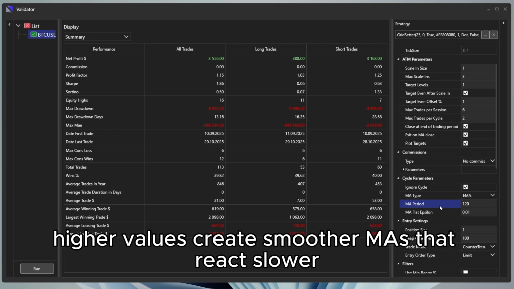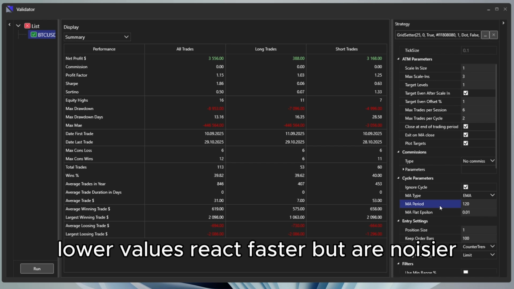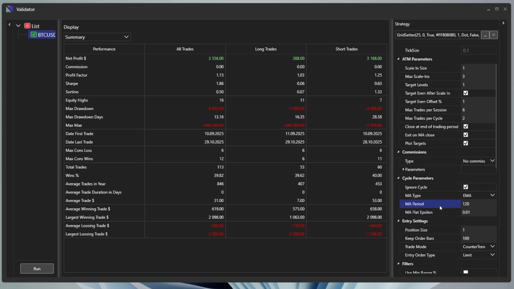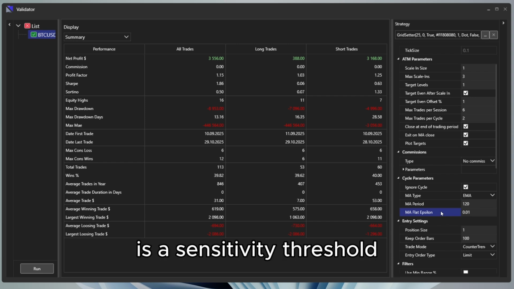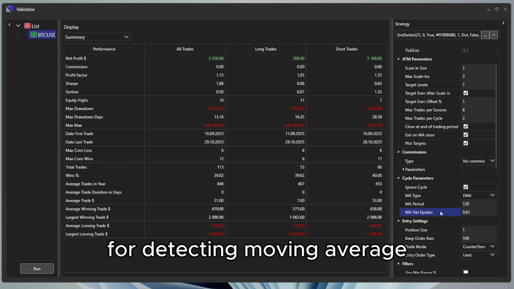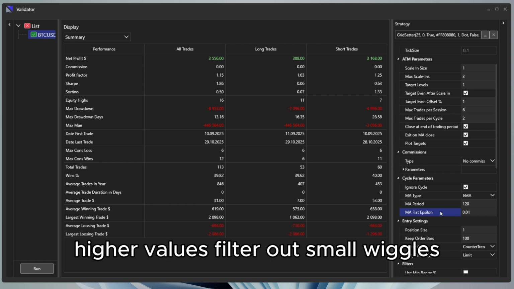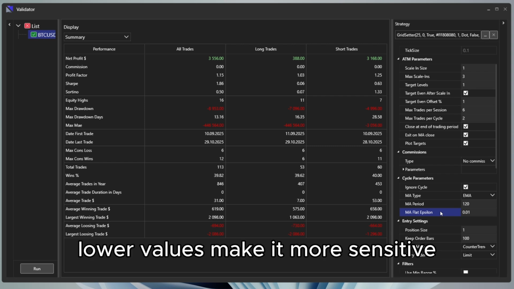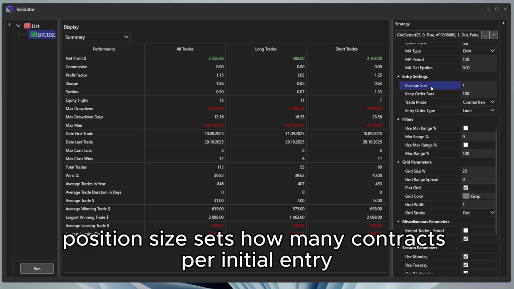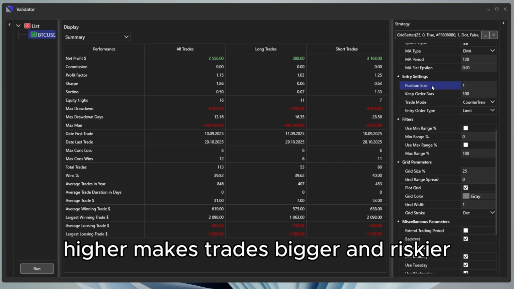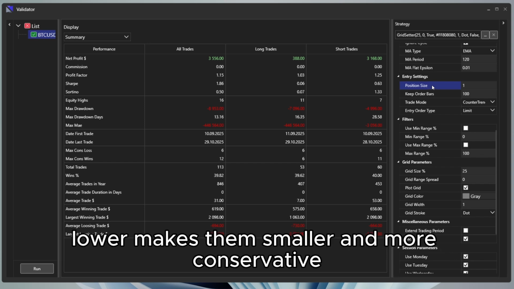Higher values create smoother MAs that react slower. Lower values react faster, but are noisier. MA flat epsilon is a sensitivity threshold for detecting moving average direction changes. Higher values filter out small wiggles. Lower values make it more sensitive. Position size sets how many contracts per initial entry. Higher makes trades bigger and riskier. Lower makes them smaller and more conservative.